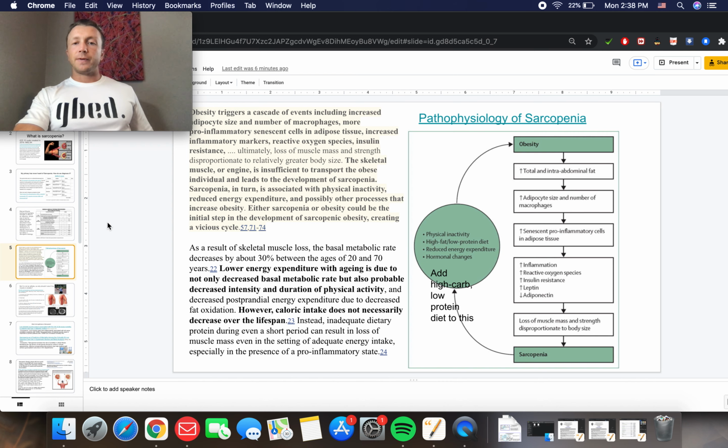So the pathophysiology of sarcopenia, let's describe that right here. As one ages, it's traditionally thought that you lose muscle mass and it's replaced by fat. Now, I would consider this actually pathological aging. Pathologic aging is essentially sarcopenia. We see this all the time.